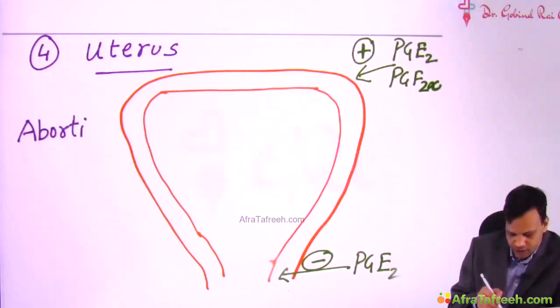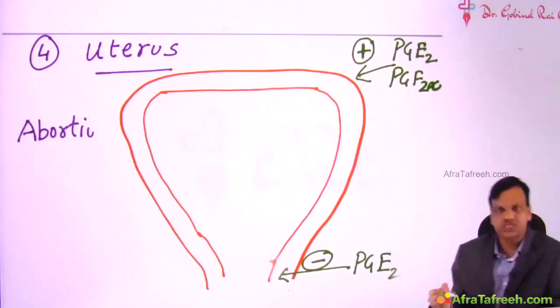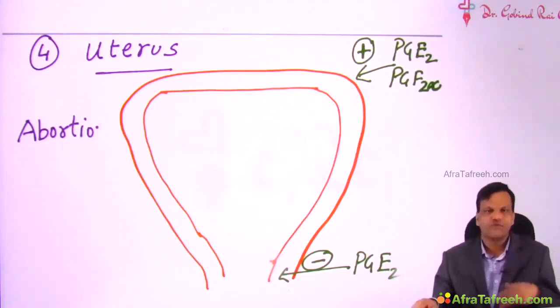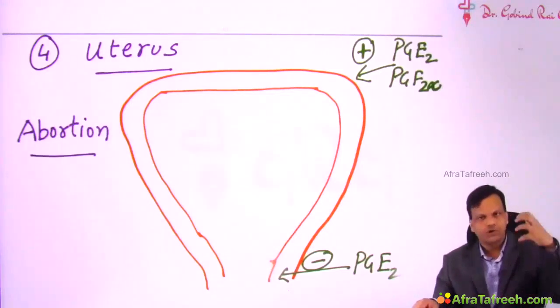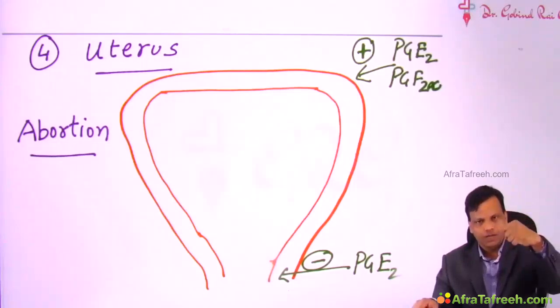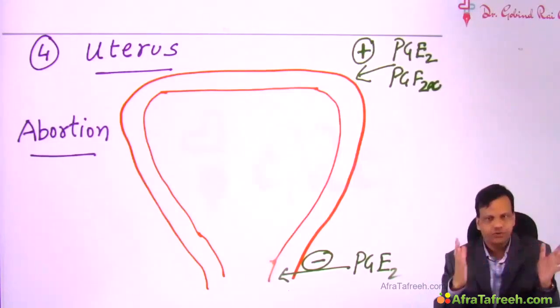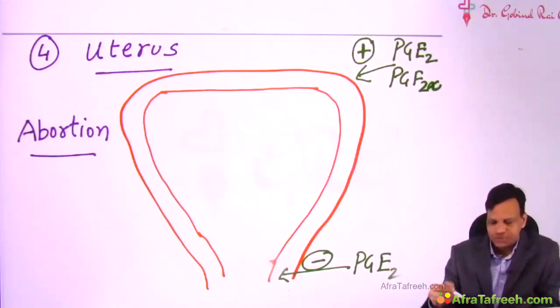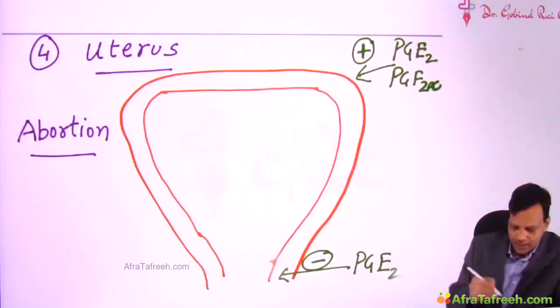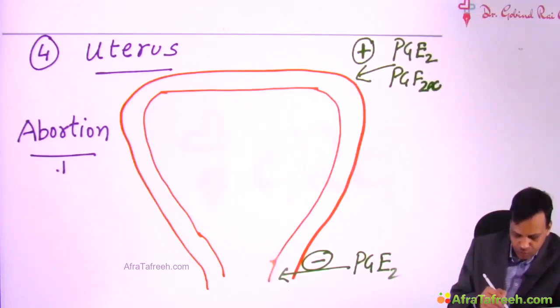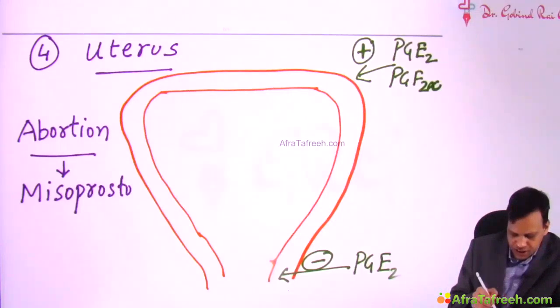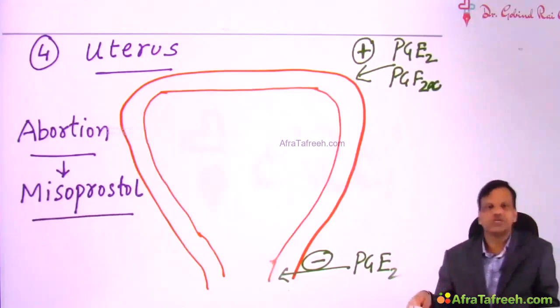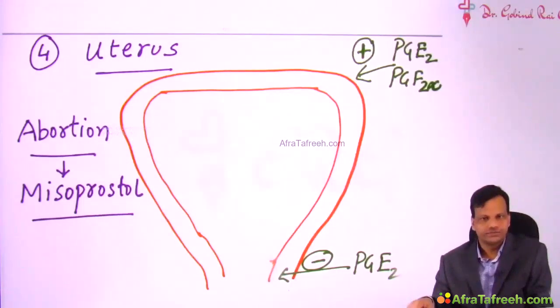So we can use prostaglandin E2 for inducing abortion, because what we want in abortion is to contract the uterus from above and relax it from below so that the product of conception can easily go out. So we can use PGE2 for abortion, and the drug which we use is misoprostol. Misoprostol is a PGE2 derivative which can be used for abortion.